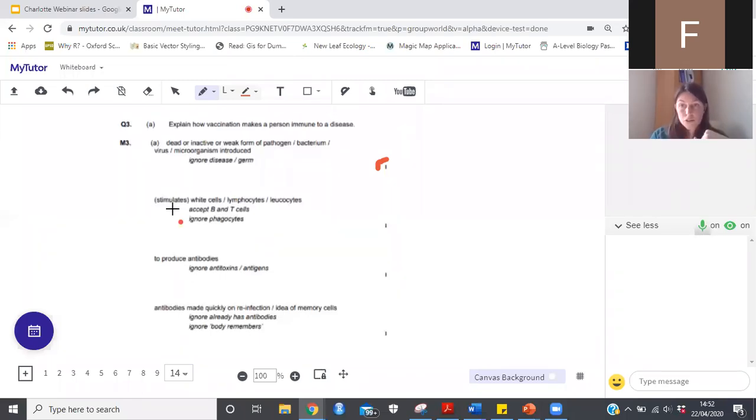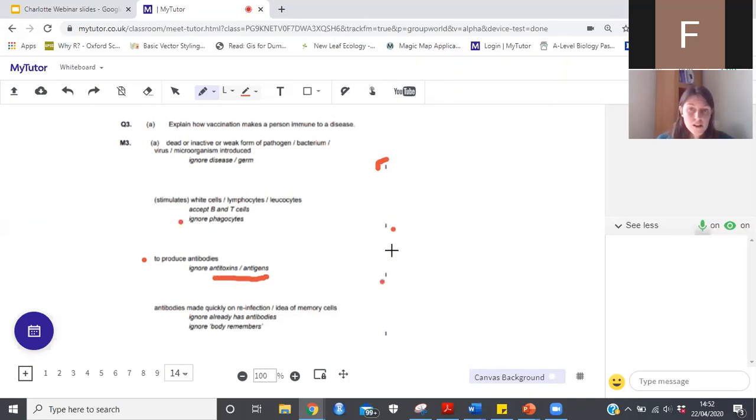Phagocytes engulf and destroy pathogens, but it's the lymphocytes that produce the antibodies that are important for vaccinations to work. So it needs to be the lymphocytes that we're talking about here to produce antibodies. Ignore antitoxins or antigens. You need to say antibodies, so be very specific with your language here.